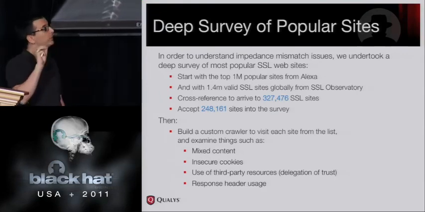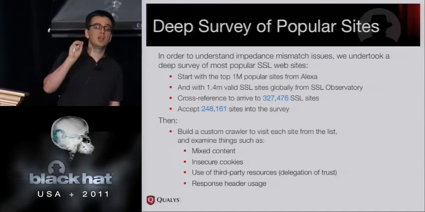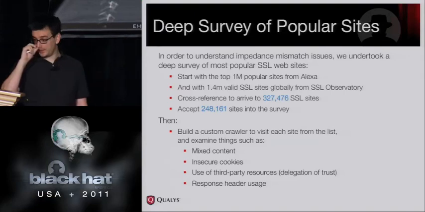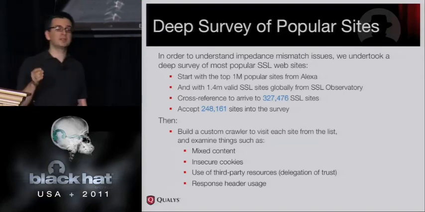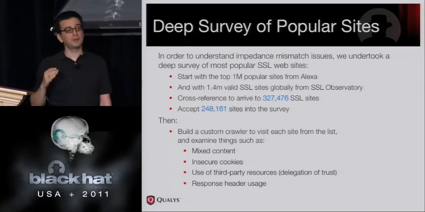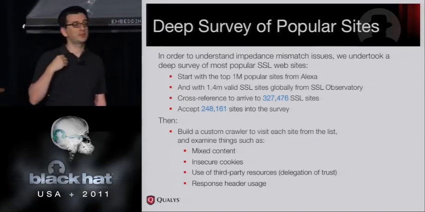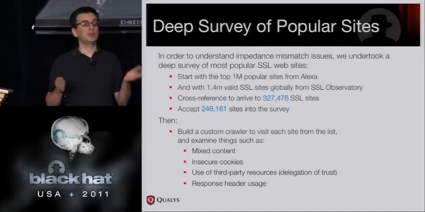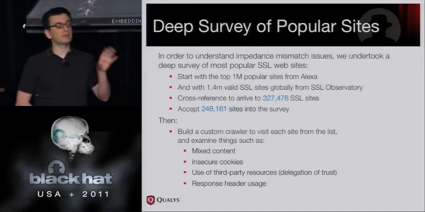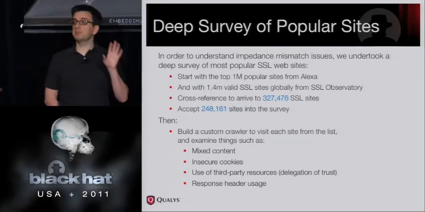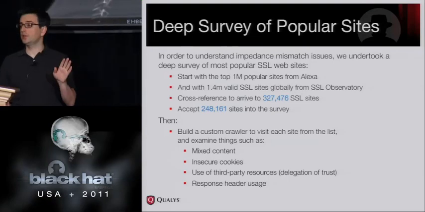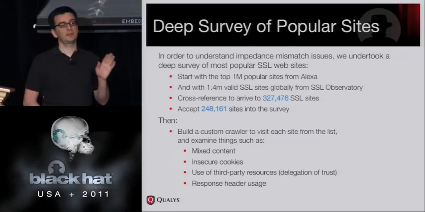And these are problems that are of immediate concern because they break SSL security today. So what we did for the deep survey, we took Alexa's top 1 million list of most popular websites, and we cross-referenced it with our own list of SSL certificates and came up with about 250,000 SSL sites. These are very popular sites that millions of people use. And every single one of them has a properly configured SSL server and a proper SSL certificate.